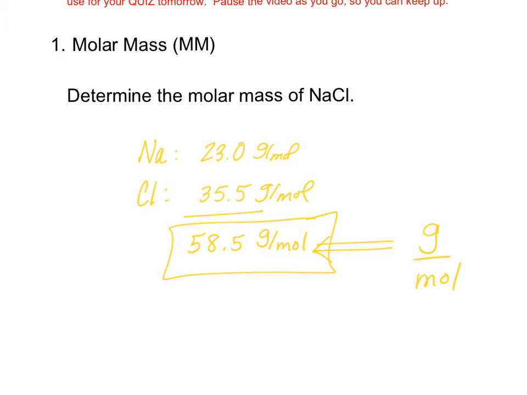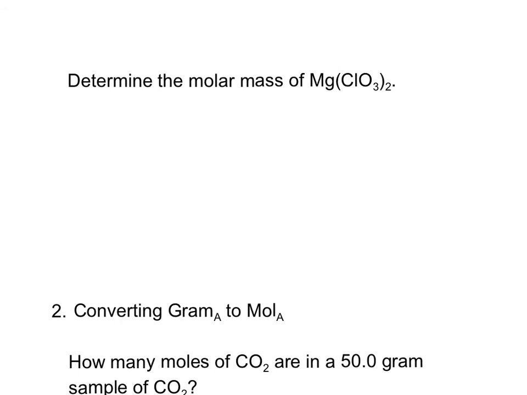Okay, next item is another molar mass. The reason I put this other molar mass one was just to remind you, when you have the parentheses, the 2 outside of the parentheses affects everything in there. So we would have 1 magnesium. The 2 does not affect the magnesium. We would have 2 chlorines. And we would have 6 oxygens. 2 times 3 is 6.